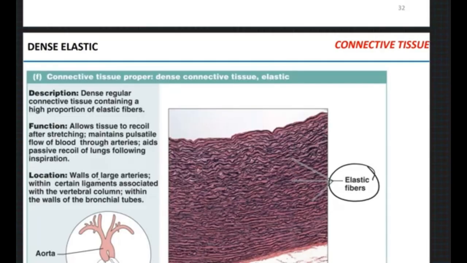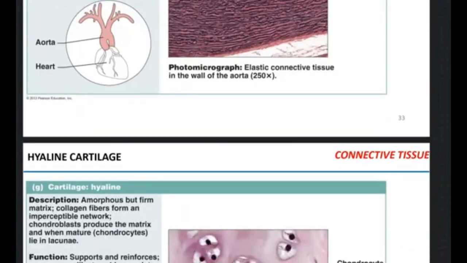So arteries, right? They have to expand and collapse. Bronchial tubes have to expand and collapse. And importantly, if they expand, they should be able to recoil by themselves. And that elasticity is provided by the elastic fibers.